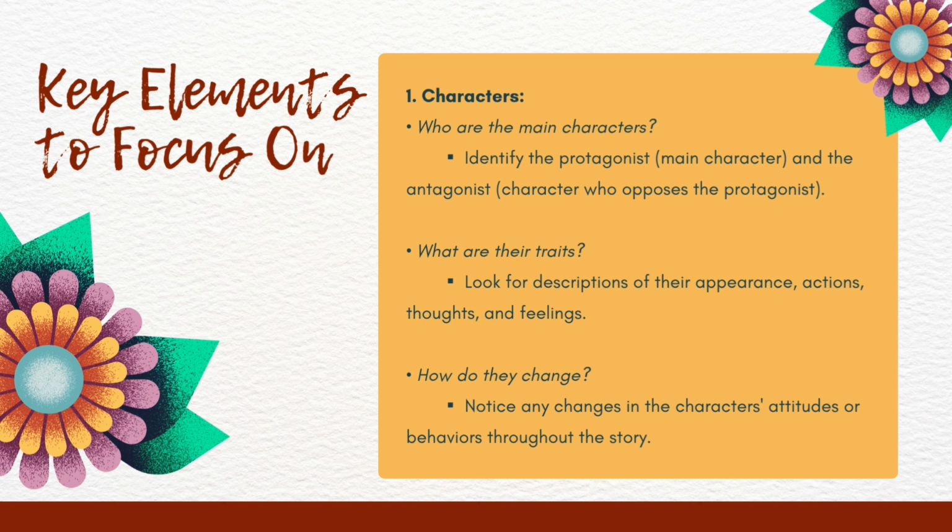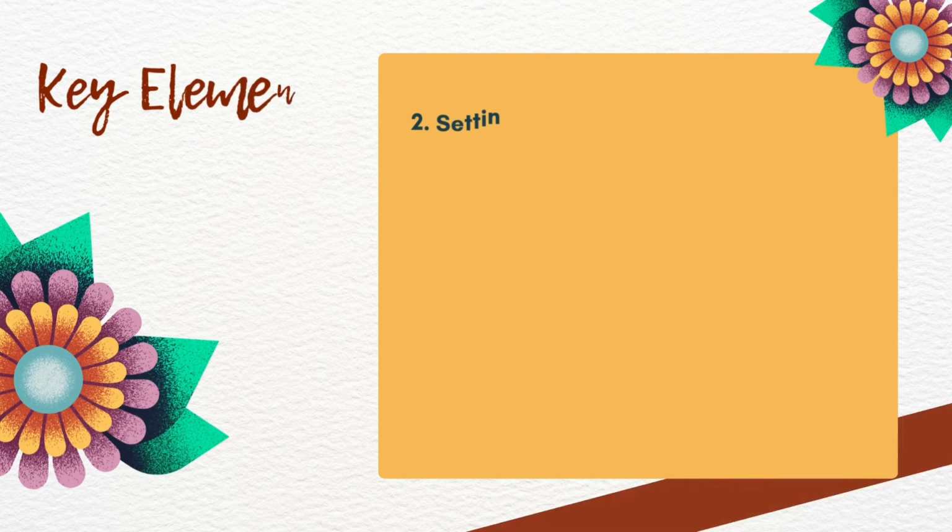So sino-sino ba yung mga tauhan sa kwento? At sino ba yung bida? Sino yung kontrabida? Ano ba yung mga characteristics nila o yung kanilang katangian? Ano ba yung mga kinikilos nila? Ano ba yung kanilang mga nararamdaman? At nagbago ba sila sa flow ng story? Mula sa pagiging mabait, naging mabait din ba sila hanggang dulo? Or dahil dun sa mga kinaharap nilang mga problema sa kwento ay nagbago yung kanilang pananaw sa kwento?